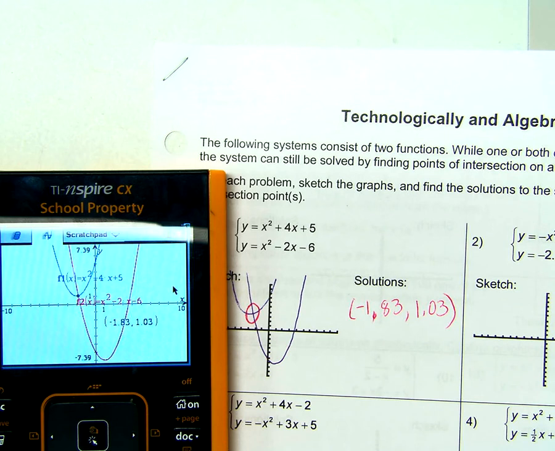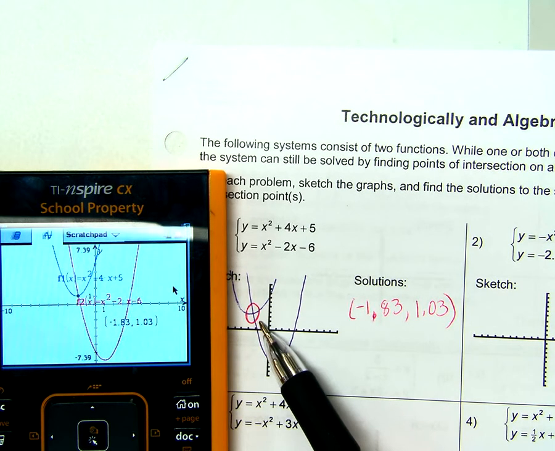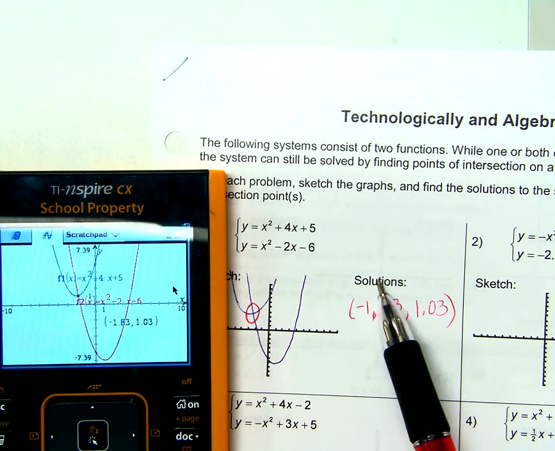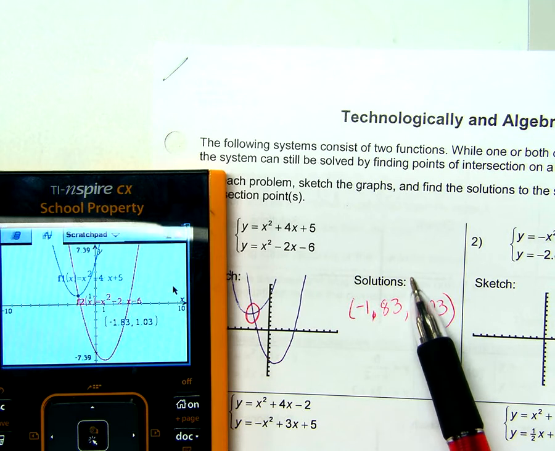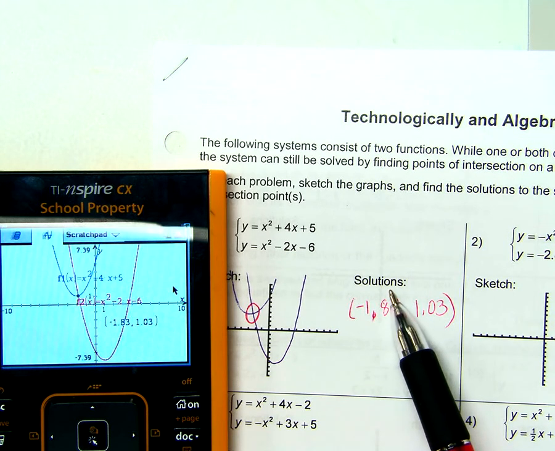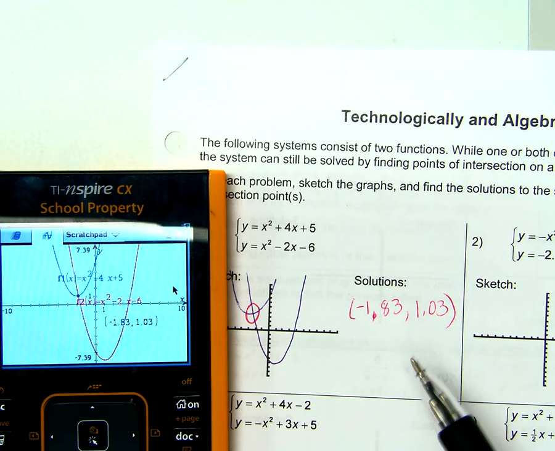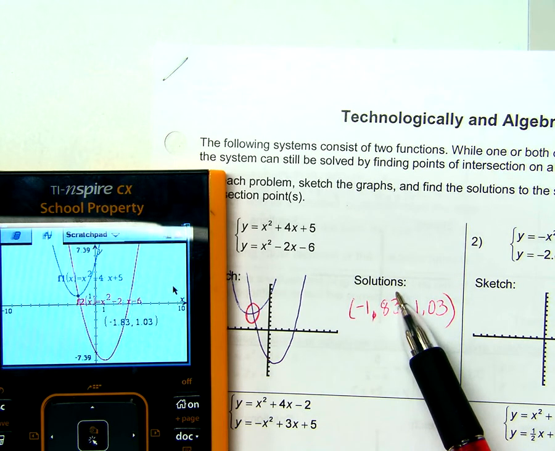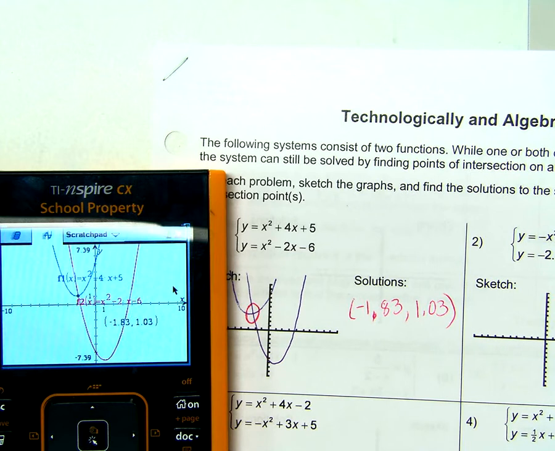How many times does it cross? Except what does it ask for? Solutions. That implies that there's more than one, doesn't it? Plural. So please keep in mind this is trying to trick you. Don't allow yourself to be tricked. It's as easy as that.